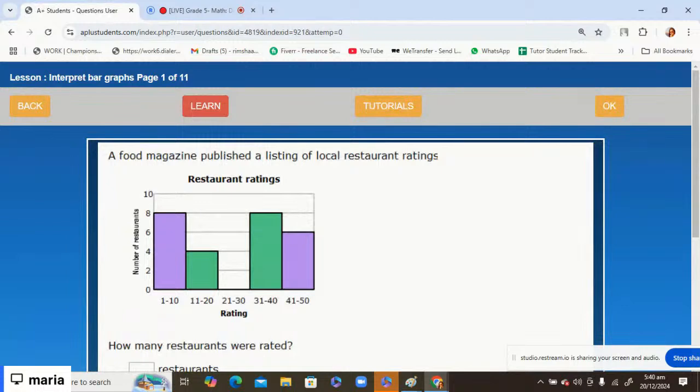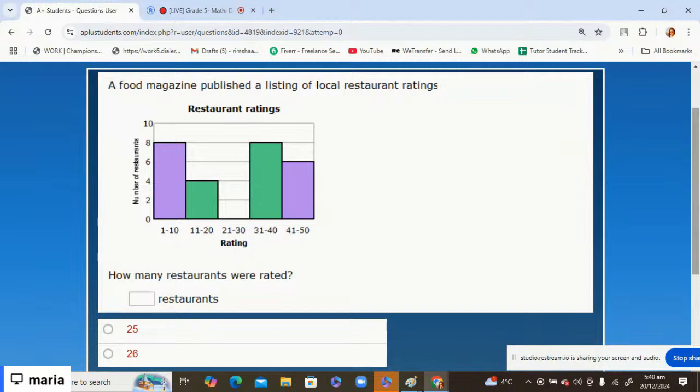A food magazine published a listing of local restaurant ratings. 1 to 10, it's 8. 11 to 20, it's 4. 21 to 30, it's 0. 31 to 40, it's again 8. And 41 to 50, it's 6. How many restaurants were rated? How many total restaurants were rated? It's 25 or 26.